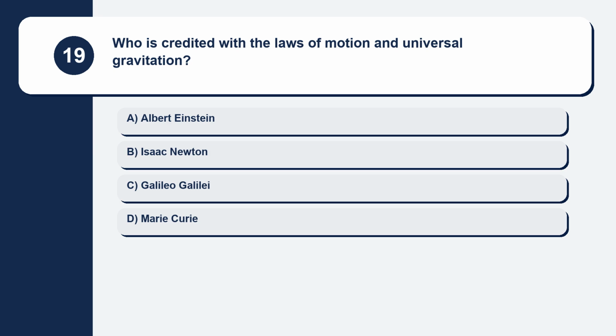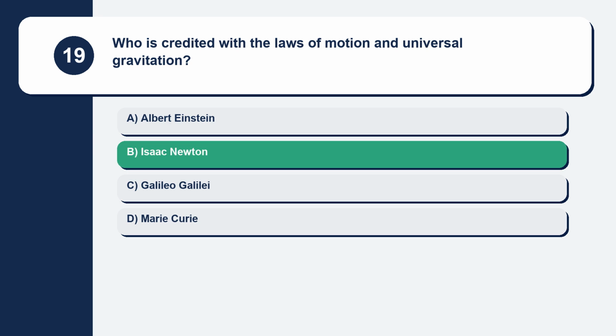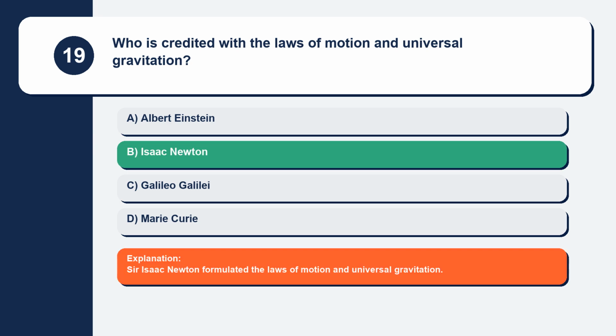Question 19. Who is credited with the laws of motion and universal gravitation? Albert Einstein, Isaac Newton, Galileo Galilei, Marie Curie. Sir Isaac Newton formulated the laws of motion and universal gravitation.